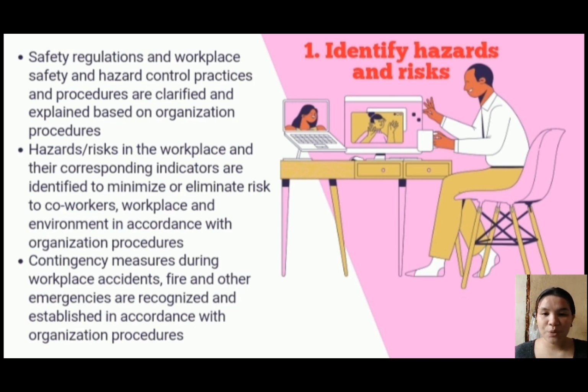Safety regulations and workplace safety and hazard control practices and procedures are clarified and explained based on organization procedures. Hazard or risk in the workplace and their corresponding indicators are identified to minimize or eliminate risk to coworkers, workplace, and environment in accordance with organization procedures. And contingency measures during workplace accidents, fire, and other emergencies are recognized and established in accordance with organization procedures.